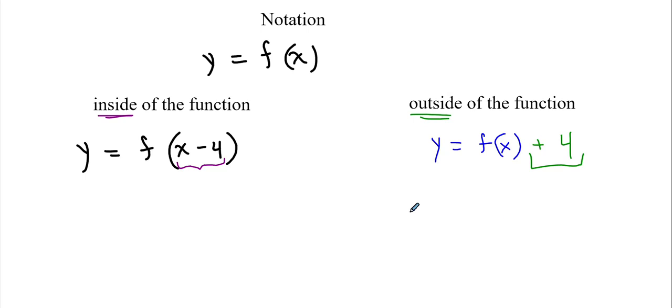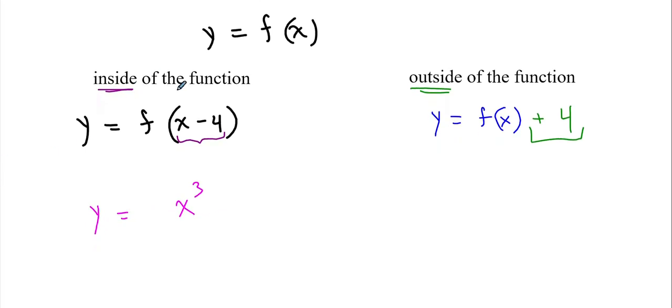I'll give you a specific example over here, because this is generic, just a general f of x. So for instance, if I have a function y equals x to the third, that's a parent function for a cubic. I didn't do anything to it yet. There's no transformation on this yet. This is a basic function, a parent function.